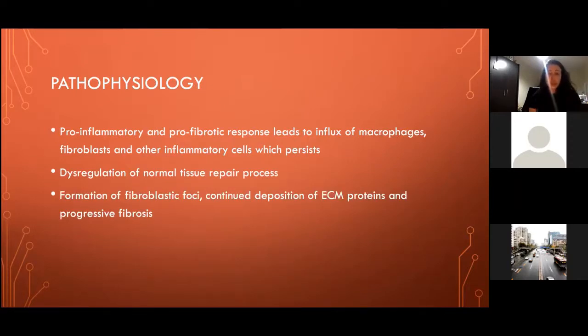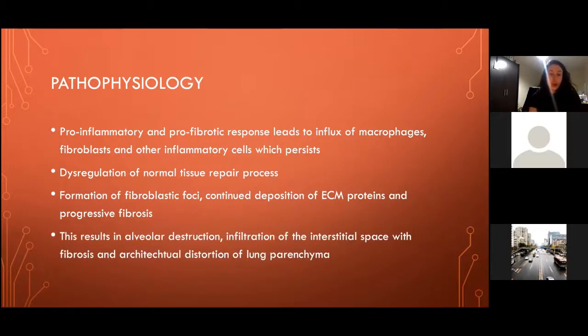Importantly, there's formation of these fibroblastic foci, and due to this dysregulated process, there's continued deposition of extracellular matrix proteins, and that leads to progressive fibrosis. So this all leads to alveolar destruction, as well as infiltration of the interstitial space by this fibrosis, and that damages the lung parenchyma.